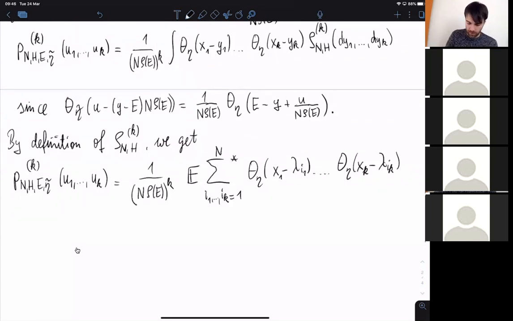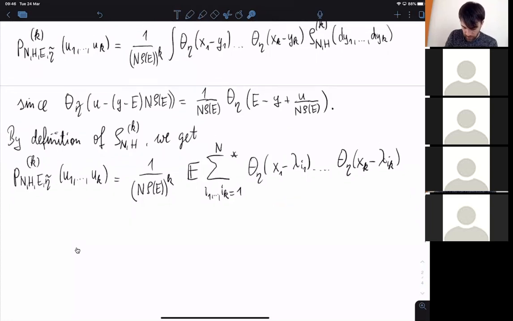And yeah, so this is the general formula. We just plugged in the definition of the k-point intensity measure, and now, as I indicated to you before, these things here can be expressed in terms of imaginary parts of resolvents and their traces. So that will look as follows.